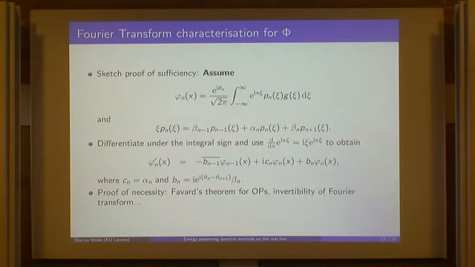the reverse uses Favard's theorem for orthogonal polynomials, invertibility of the Fourier transform, some heavy lifting, but I don't want to get into the details of this. Just know that two of your favorite things are involved in this theorem, and that's orthogonal polynomials and the Fourier transform. Sorry if I don't speak for you, but they certainly are two of my favorite things.